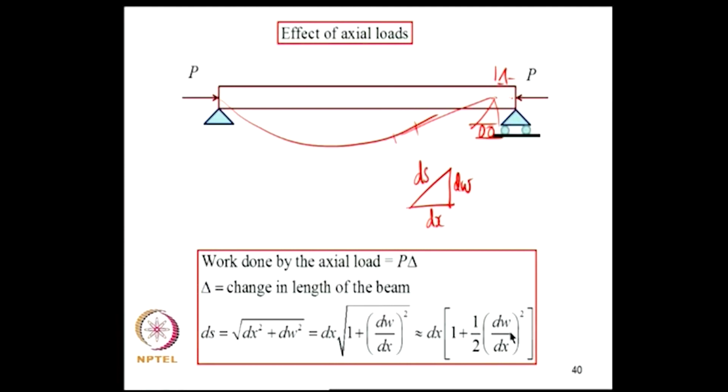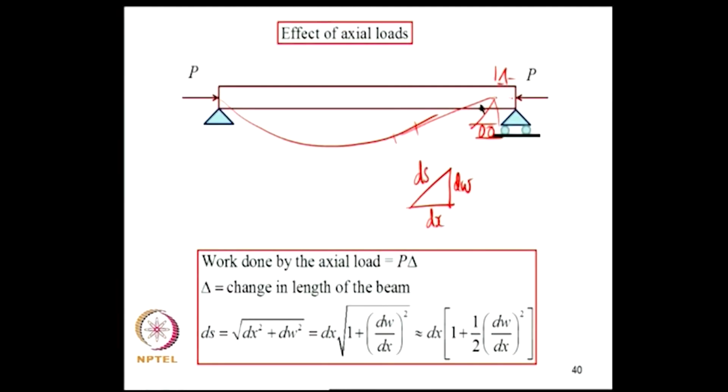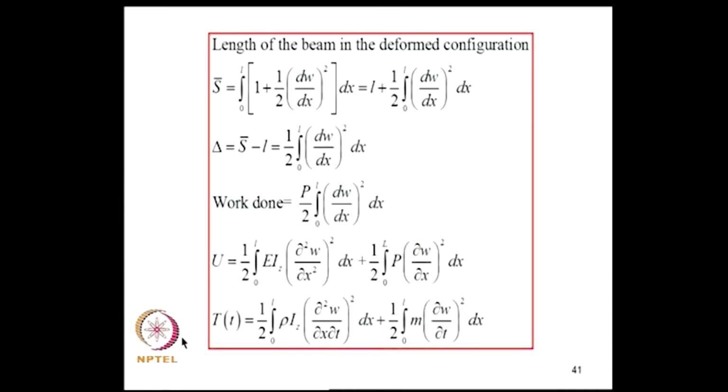Now, what is the length of the beam in the deformed configuration? I have to integrate this ds over the length. That is given by this, and I am using the approximation, I am not ignoring the higher order terms. So, I get this. This second term here is actually the change in the length of the beam. Therefore, delta is S bar minus L, which is this. The work done therefore is P by 2 into this. Now, in formulating my expression for strain energy, I need to include that. If I do that, I get this expression.